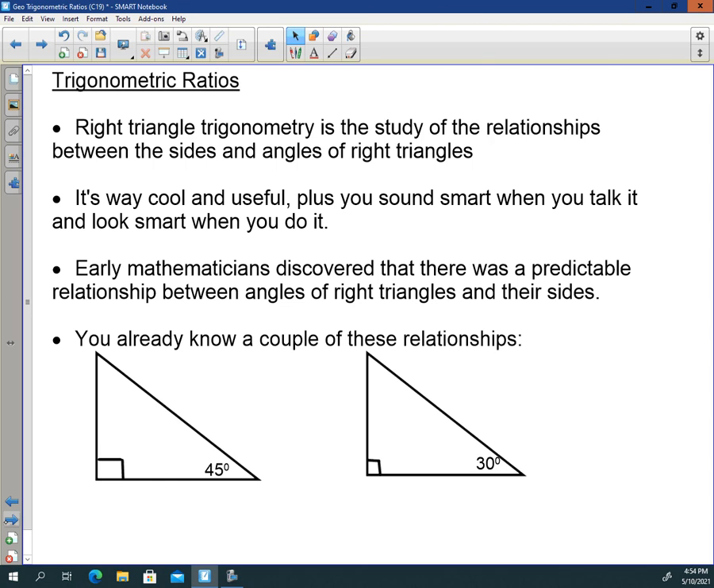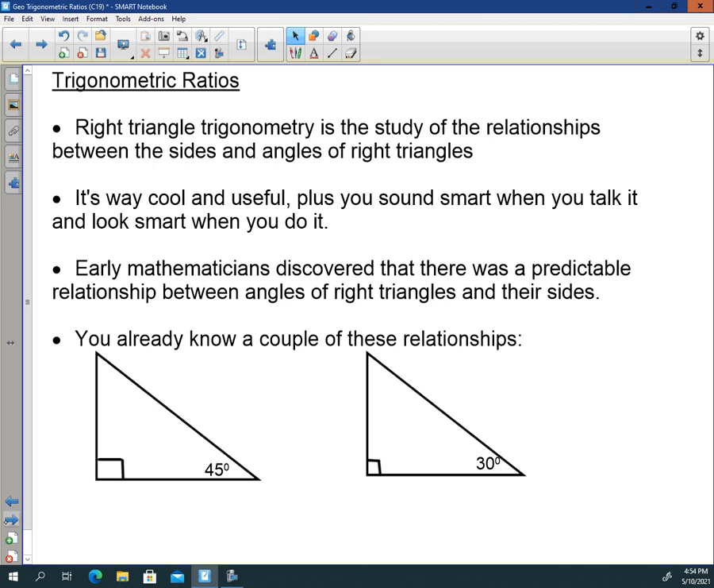Also, trigonometry is super cool and useful. It's used all the time out there in the real world. Plus, you sound smart when you talk about it, and you look smart when you do it. And it's actually a whole lot simpler than it seems, but it makes you look good. So why not, right?